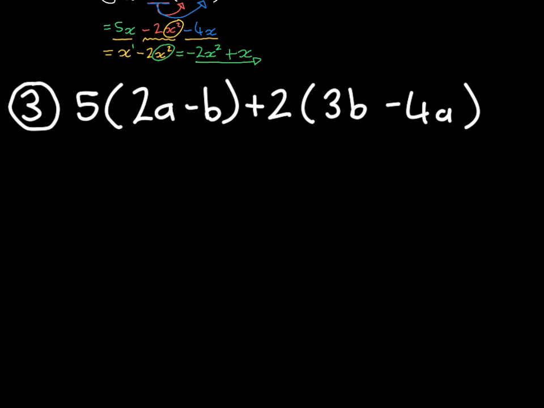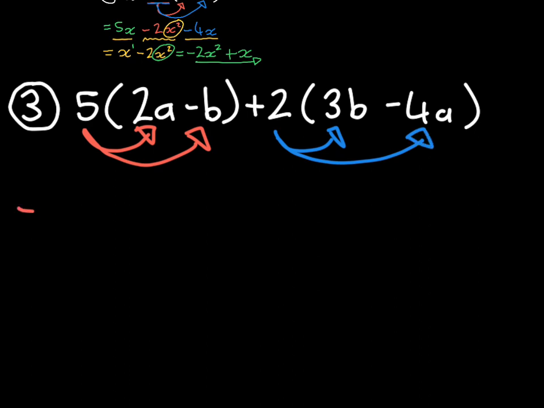For question number 3, we're once again asked to simplify. I'm not going to read all of it out because I'm lazy, but remember, we're going to need to multiply that 5 by the first term as well as the second term, and then we're going to need to multiply the 2 by the first term as well as the second term. So let's do that. First, we're going to have 5 times 2a. 5 times 2 is 10, and we keep the a. 5 times minus b will give us minus 5b.